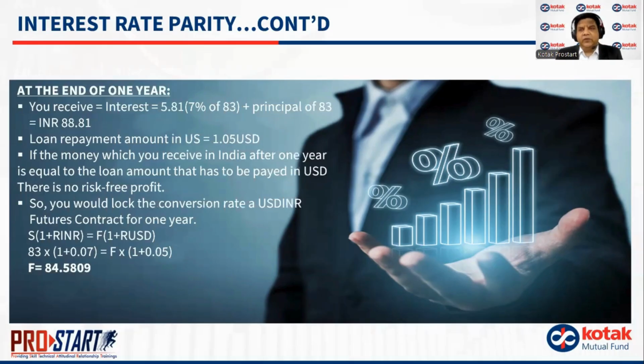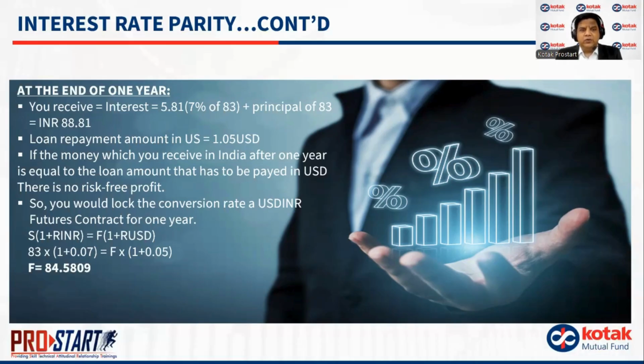At the end of the year, what will I have in India? I will have an interest of 5.81 rupees, which is 7% of 83 rupees, plus the principal of 83 rupees. That means a total amount of 88.81 INR. The loan repayment in the US for $1 would now be 1.05 USD. If the money which I receive in India after 1 year is the same as the loan amount to be paid in USD, then there is no risk-free profit.